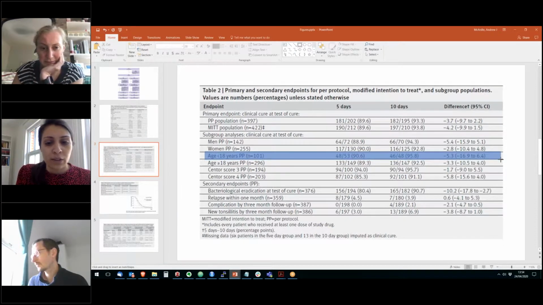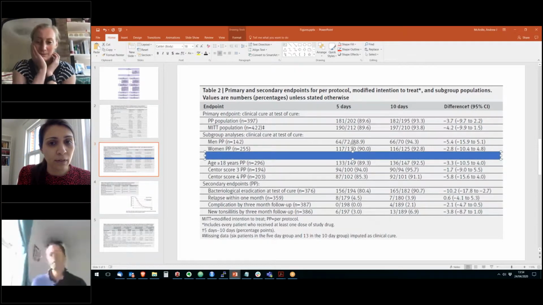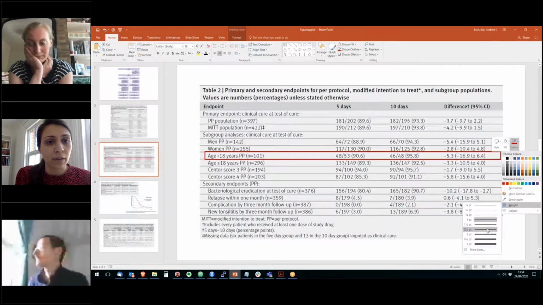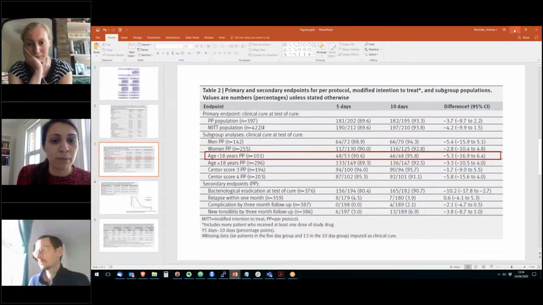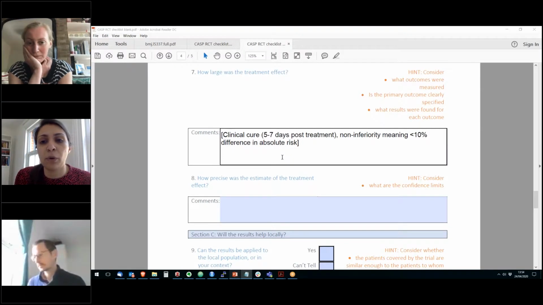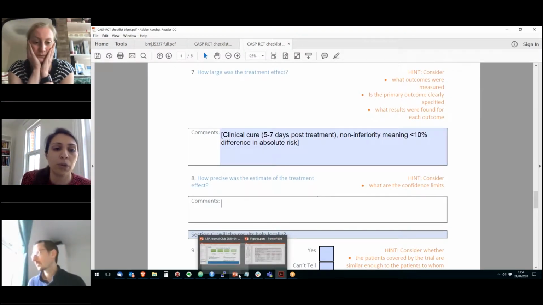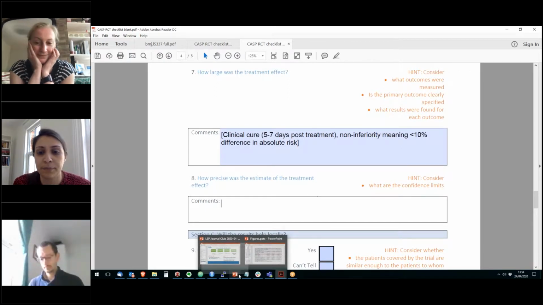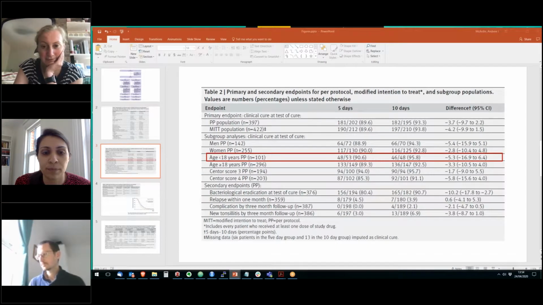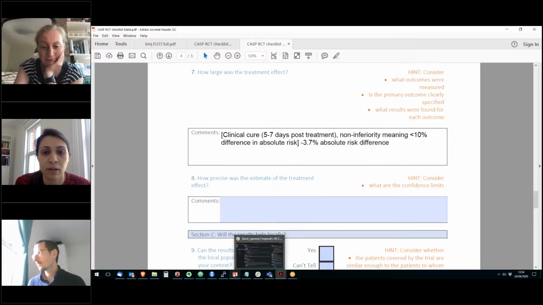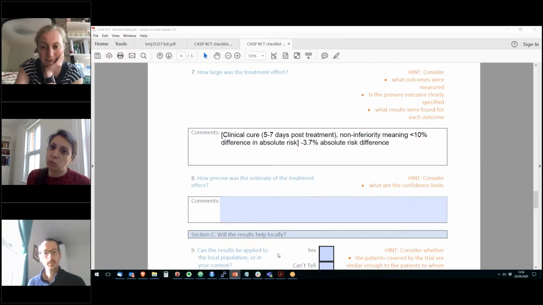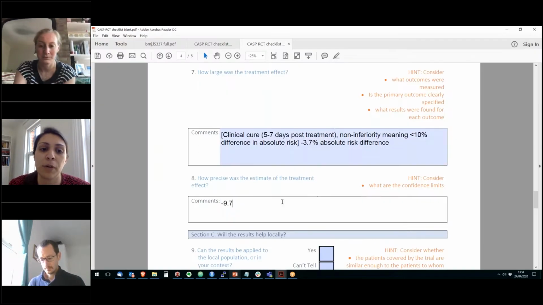So going back to the question, the next question, which is how precise was the estimate of the treatment effect? So we've mentioned this a little bit, but just to focus a bit more on the confidence intervals, what do you think about the precision of the estimate? And how can we tell how precise something is from a confidence interval?